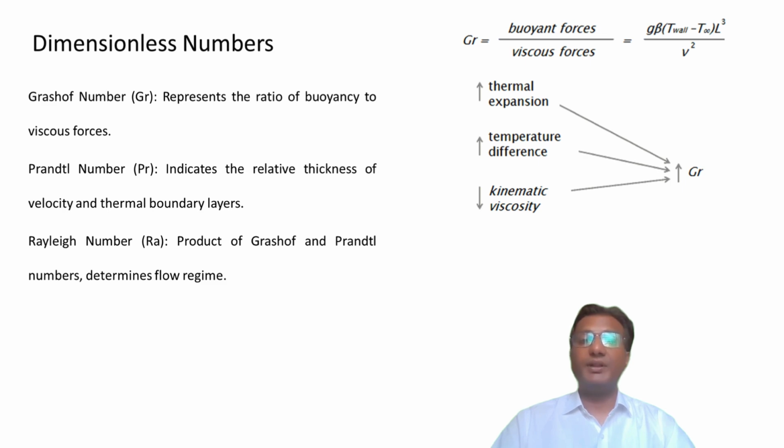For example, in a heated room, a high Rayleigh number suggests vigorous air circulation. By correlating the Rayleigh number with heat transfer rates, we can design systems like passive cooling or solar collectors. These dimensionless numbers simplify the analysis of natural convection across various geometries and fluids. So let's apply them to heat transfer over a vertical surface in the next slide.